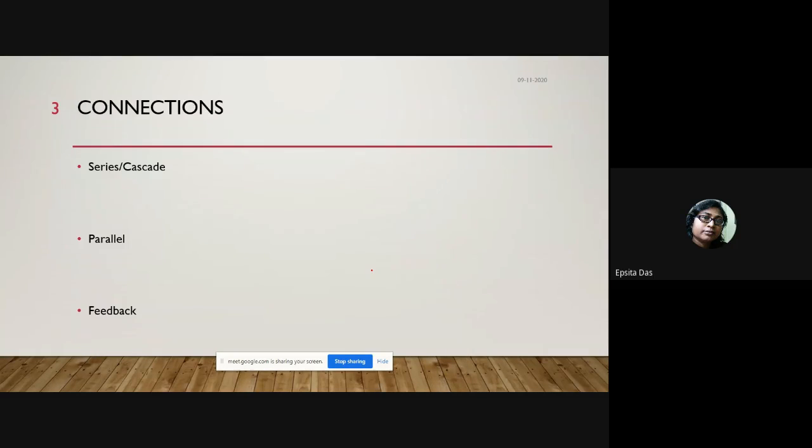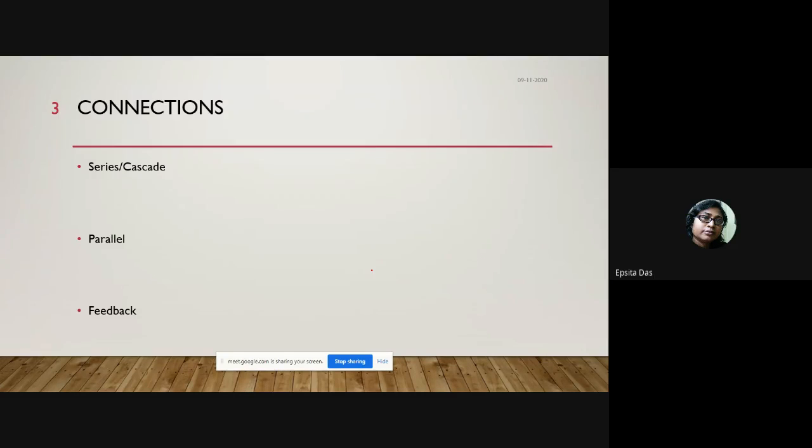Now, today the second point will be the connections we used to get in a block diagram. We used to get 3 types of connection in a block diagram. They are basically series or cascading, parallel, and feedback. Feedback we have already discussed.